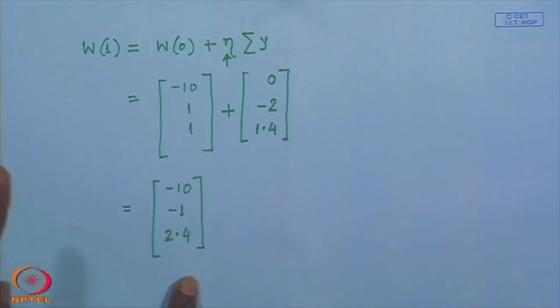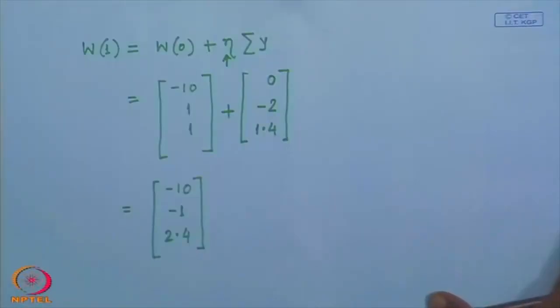Now, as I have this W1, I have to try to classify all those samples y1 to y8 using this W1. So, I have to compute W1 transpose y1, W1 transpose y2, W1 transpose y3 up to W1 transpose y8. And I have to identify all those y's for which W1 transpose y is negative. These are the y's which will be used to update W to get W2.